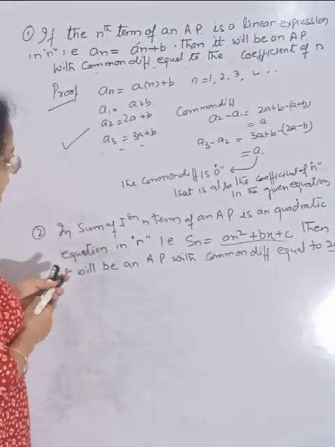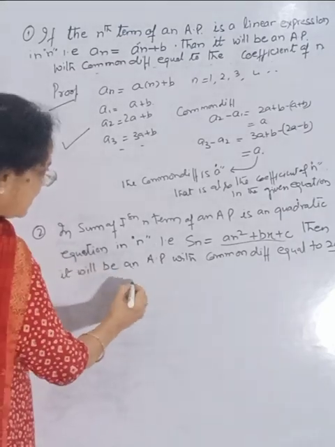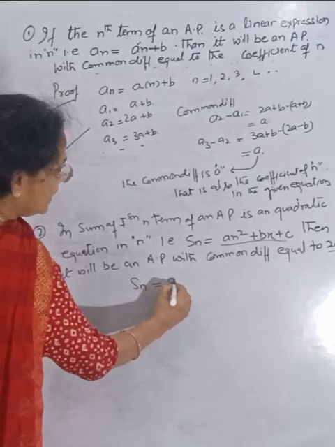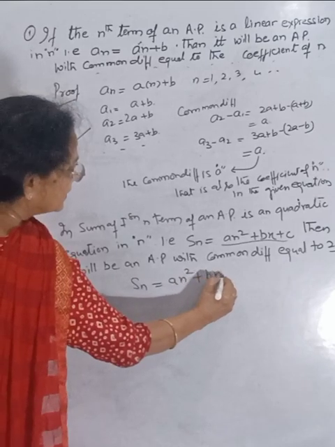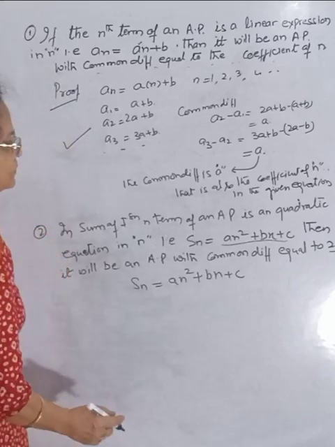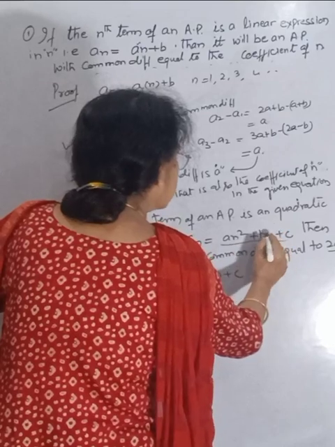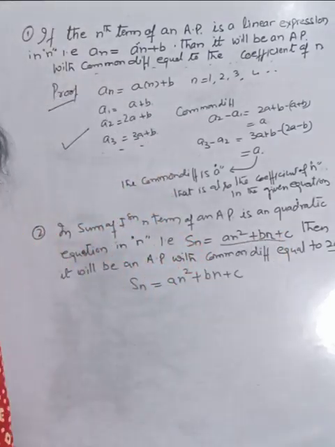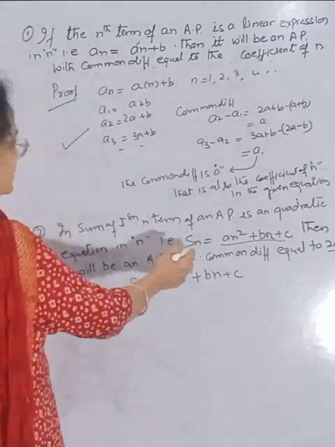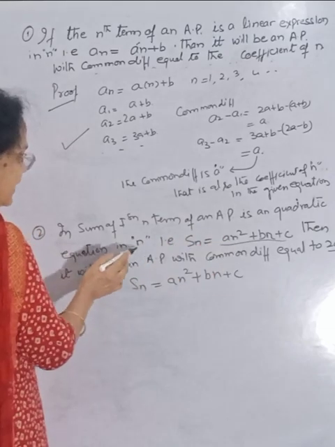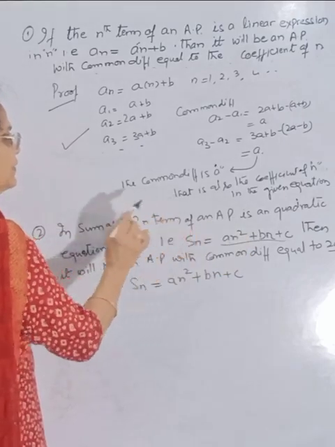Now how can we find it? Let's start. Sn is equal to a n square plus b n plus c. Okay, this is n, not x. This is the quadratic equation in terms of n. We have to take a quadratic equation in n. Let's suppose Sn can be denoted by this.